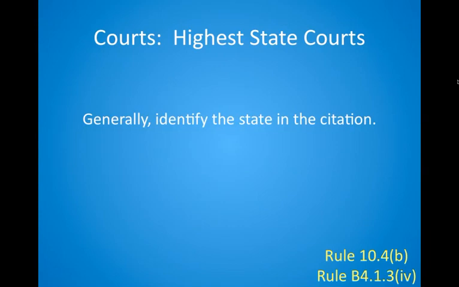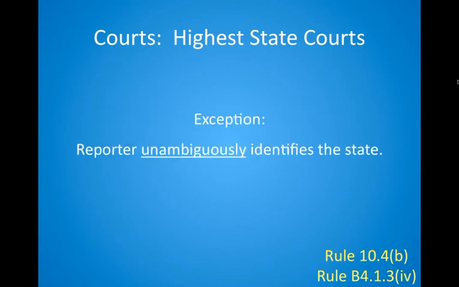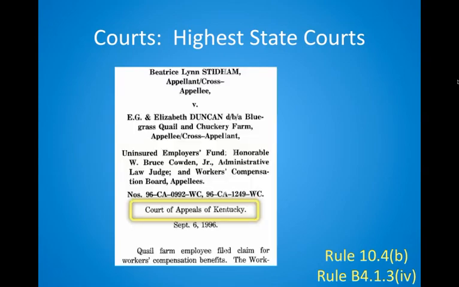When citing a case from the highest court in a state, identify that court by simply stating the name of the state. It is not necessary to identify the name of the court. The name of the state alone will tell the reader that the case was decided by that state's highest court. If the state can be unambiguously identified by the reporter, then not even the state needs to be included in the citation.